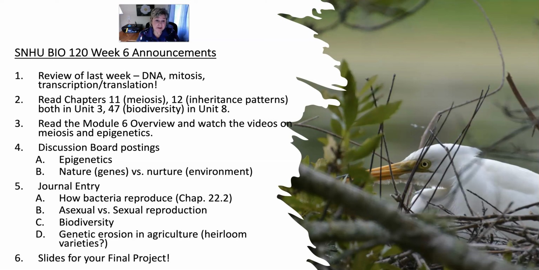Okay, but bacteria have to have the ability to change up their genetics. Otherwise, they would just die out. And so that's what you find in chapter 22, section 2. I'll give you some buzzwords here. Mutations, conjugation, transformation, transduction. These will all help you figure out the answer to the question about genetic variability in bacteria. You'll discuss asexual versus sexual reproduction.